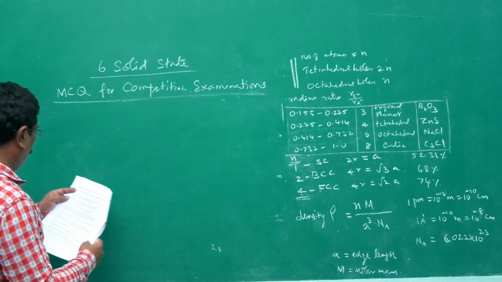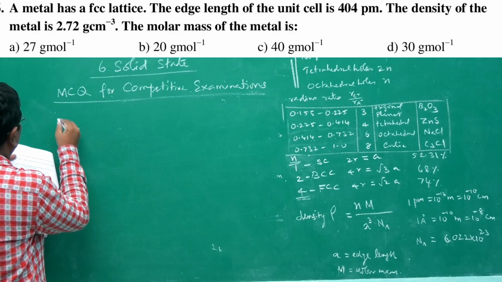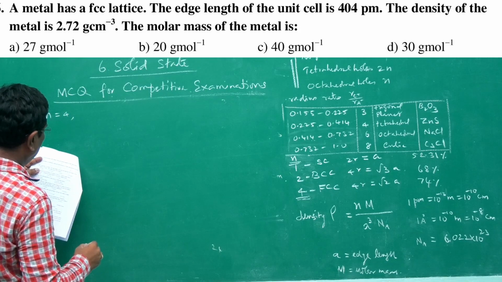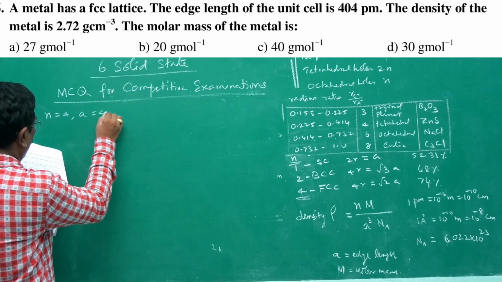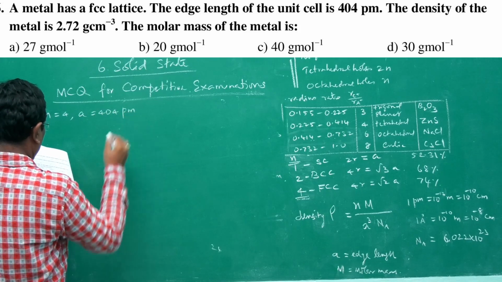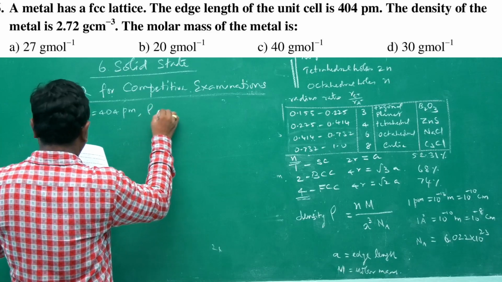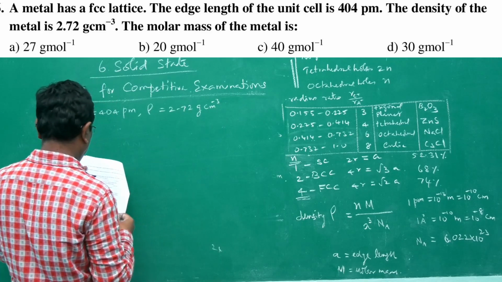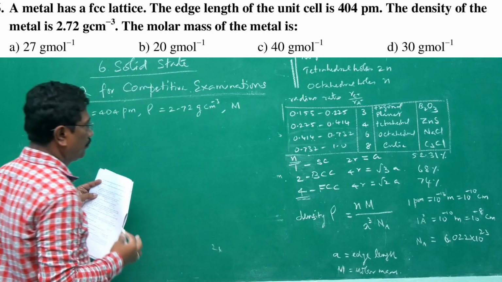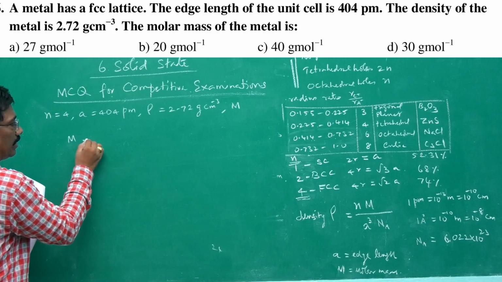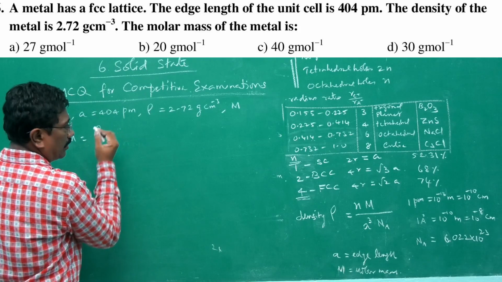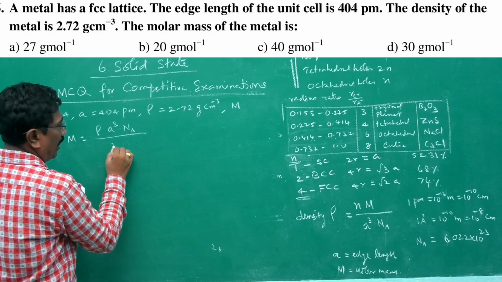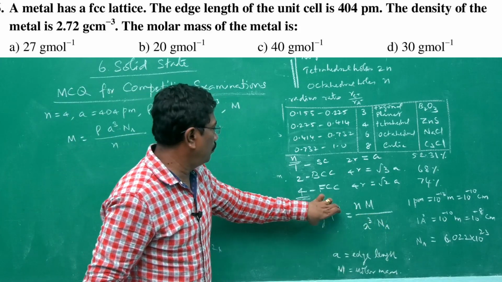So next question, 50. A metal has an FCC lattice, that means n is equal to 4. The edge length of the unit cell, that is a, is equal to 404 picometer. The density of the metal rho is 2.72 gram per centimeter cube. Molar mass is asked. So molar mass M is equal to rho into a cube into Na divided by n.